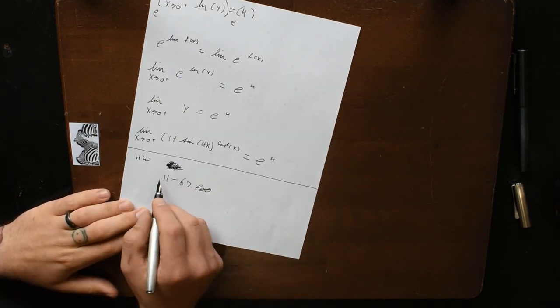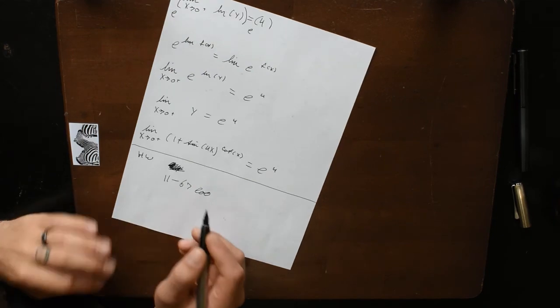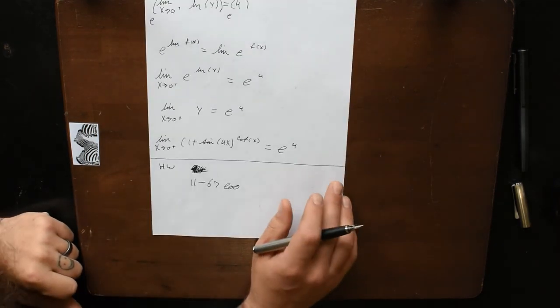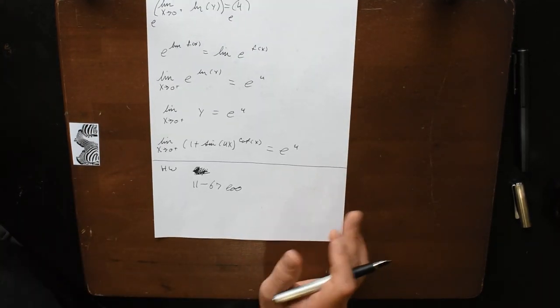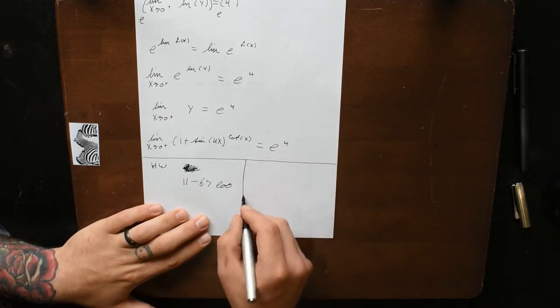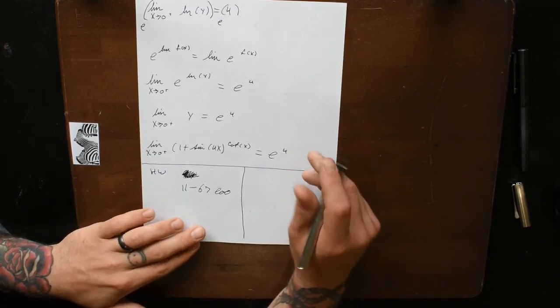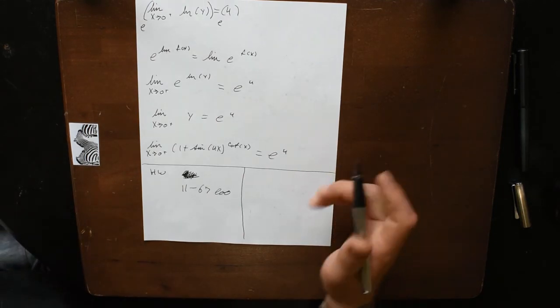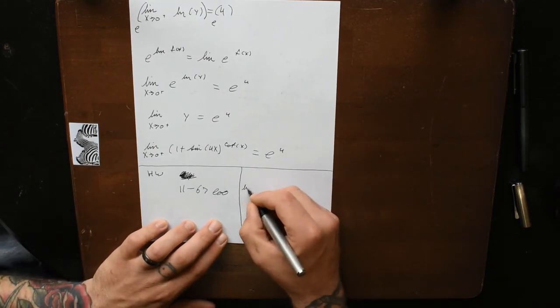For your homework for this section, go off and do 11 through 67, every other odd. Be careful about your indeterminate forms. L'Hopital's rule is going to come back next section. I don't believe this book gives it a formal theorem, but we're going to use it for horizontal asymptotes.